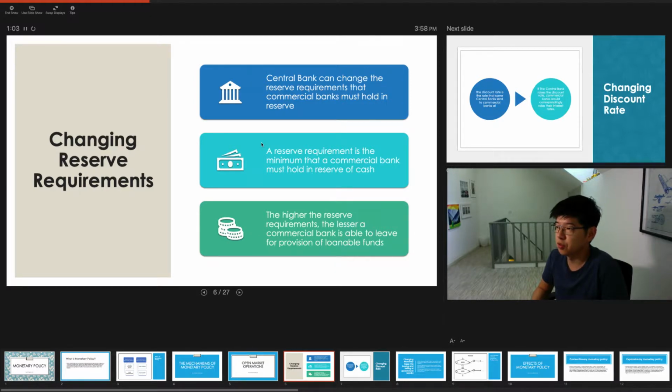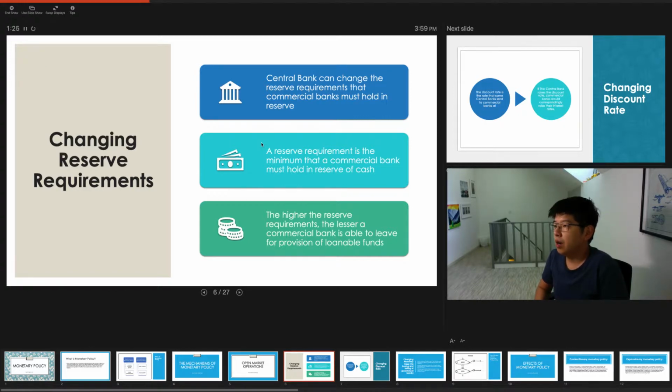Now, in the real world, this changing of reserve requirements is a little bit more complicated than that. But today we will not focus so much on the mechanics behind how there is this thing called reserve ratio and how this reserve ratio works in different countries. That's a story for another day. But basically, get this part straight.